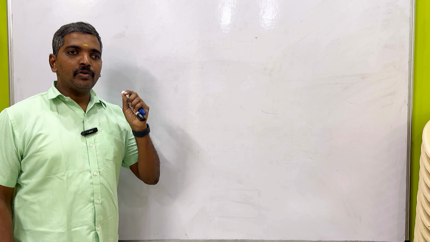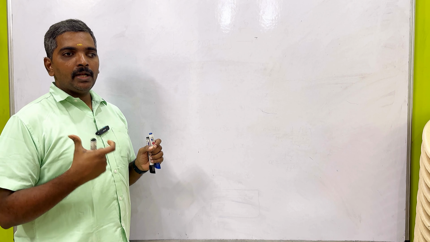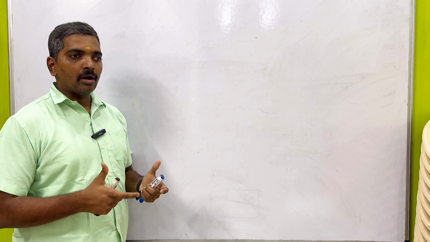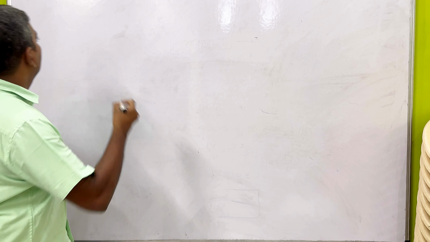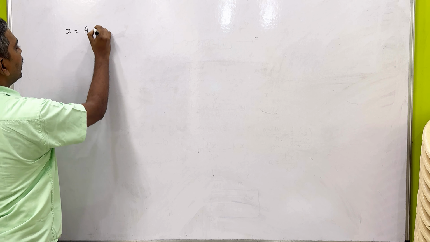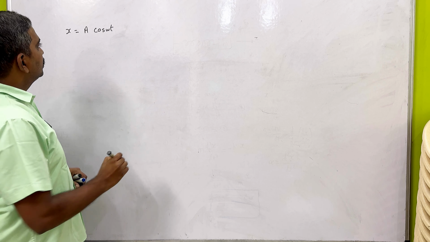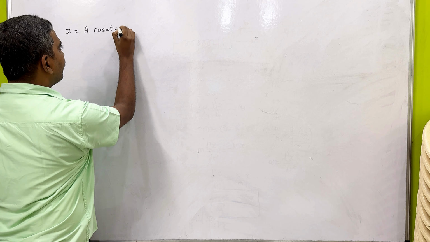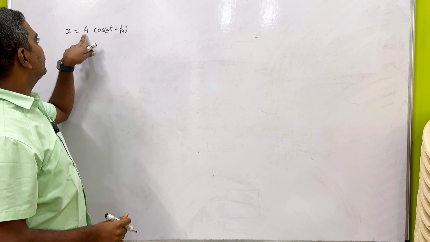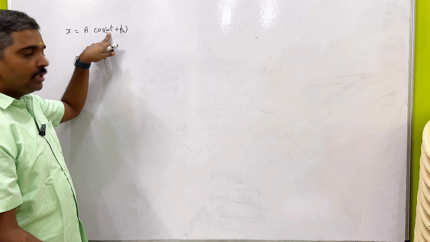So in this class, I am going to explain how to verify whether a given displacement is a simple harmonic motion or not. First, I am going to take the displacement x equal to a cos(omega t plus phi naught). So this a is my amplitude, and omega is my angular frequency, 2 pi by T.